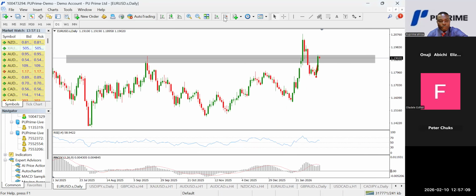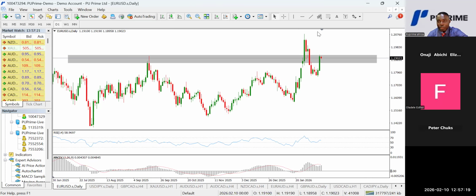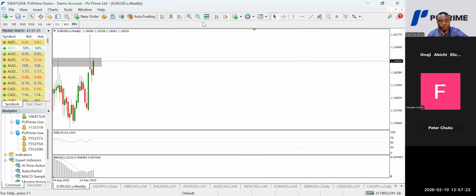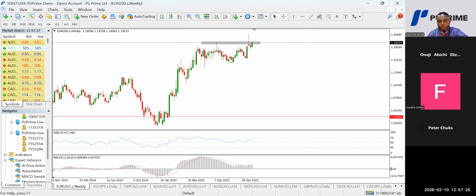All right, so this is EUR USD. So while the dollar has been going bearish, EUR USD has been bullish because for the EUR USD, the dollar is a quote currency. And price already hit that resistance zone on the weekly time frame. So technically, we're going to be expecting a reversal on EUR USD.